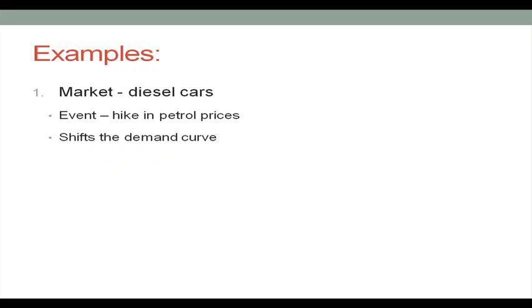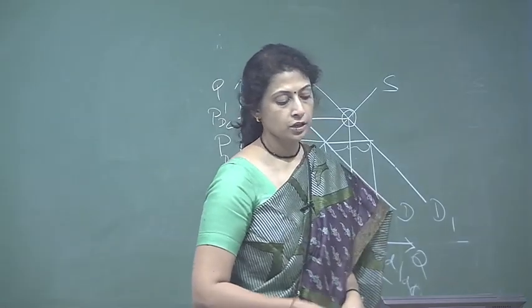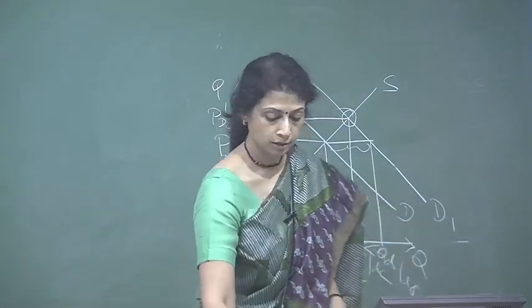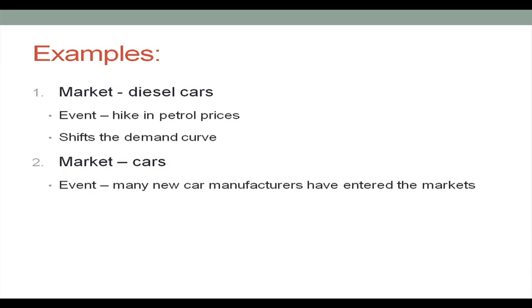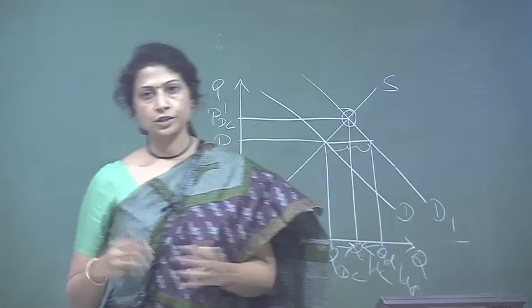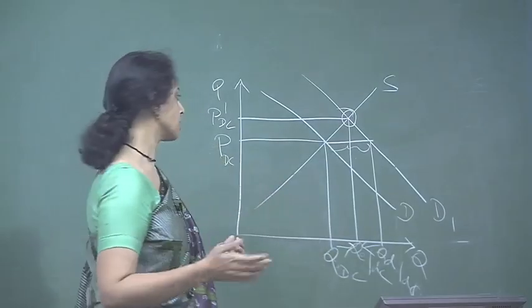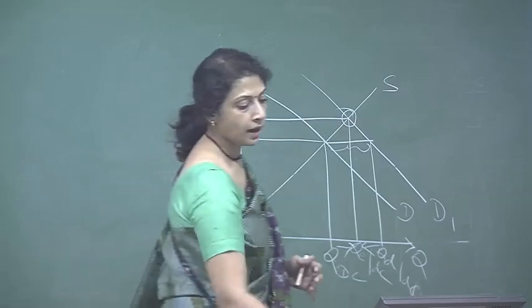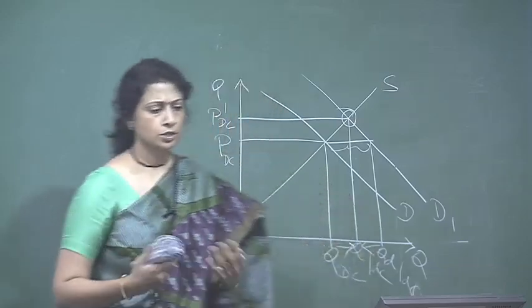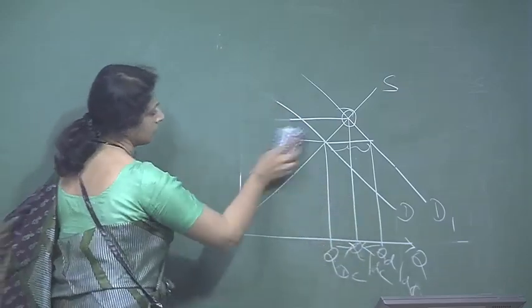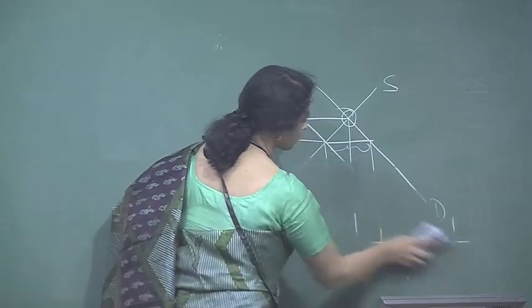So, the event is a hike in petrol prices, and this shifts the demand curve. Now, let us look at another situation. Say we are talking about the market for cars, and the event that has happened is that many new car manufacturers have entered the market. It is some policy of the government which encourages the manufacturing sector, and maybe the economy is thriving, and basically they see a lot of promise in this sector.